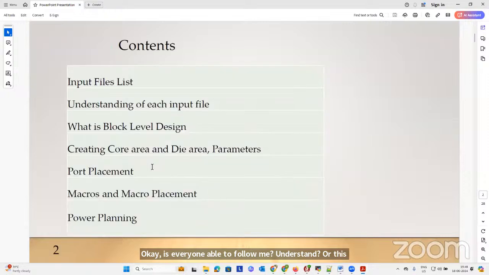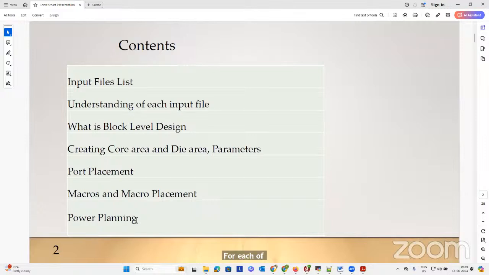So, understanding the topic floor plan, input files list, understanding of each input file, what is block level design, creating core area, die area, parameters, port placement, macros placement, and macros, what are macros, and power planning. In floor planning, we have an instantiation of a topic called power planning also. For each and every chip to function, for each and every transistor, for each and every logic gate, to make it work, we need power. So we are doing power plan. Clear? Everyone, the contents.